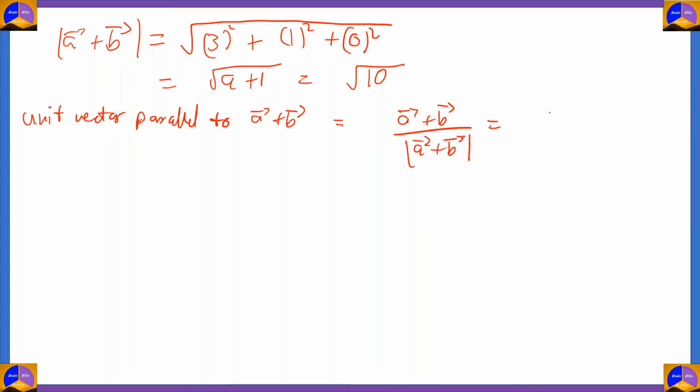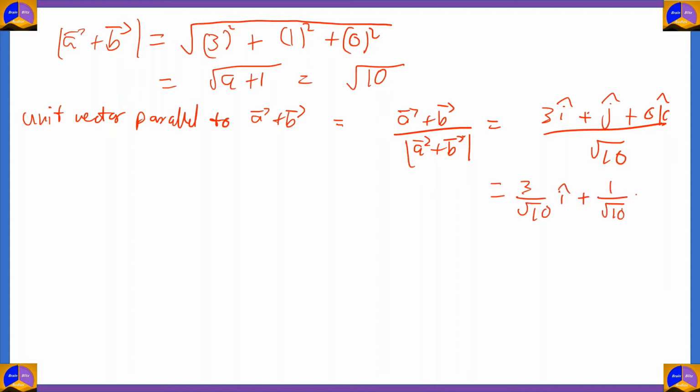So that will be equal to 3i plus j plus 0k divided by root 10. That gives you 3 by root 10 i plus 1 by root 10 j plus 0 by root 10 k. Again, the reason why we're writing k is just to keep it in standard form. Otherwise, 0 by root 10 can be written as 0, so there will be no k component. So this is the unit vector.